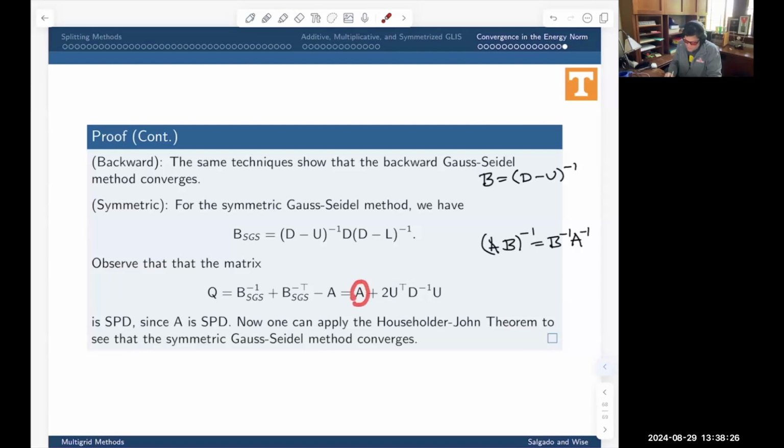And since A is symmetric positive definite, the whole thing, which we call the Q matrix, is symmetric positive definite. So we can apply the Householder-John theorem. And since that is symmetric positive definite, the symmetric Gauss-Seidel method converges unconditionally. Okay, so that is the end of chapter 1.